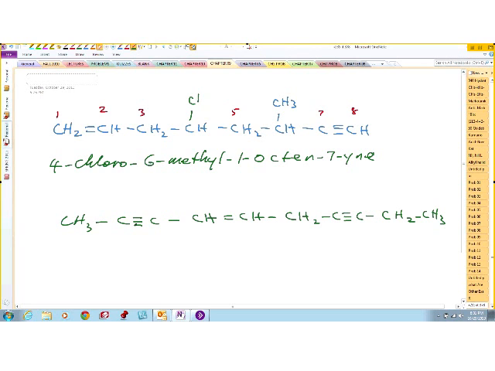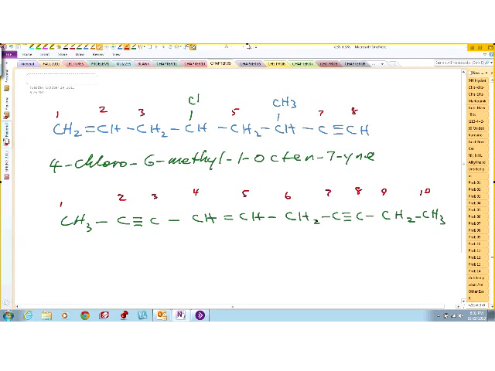Okay, where do we start to number? From the left or right? Left? Oh, I didn't do that on purpose. Everything has been left. I didn't mean to do that, but anyway. So that is 1, 2, 3, 4, 5, 6, 7, 8, 9, and 10. So the base name will be decane, right?